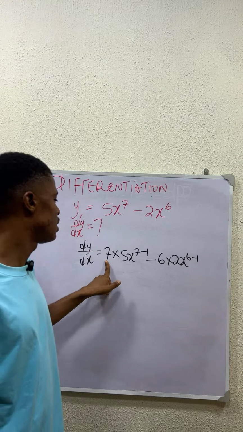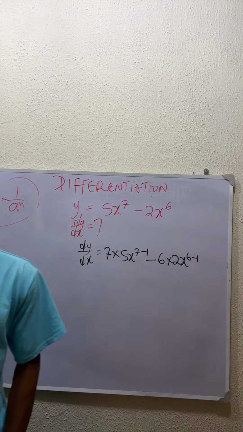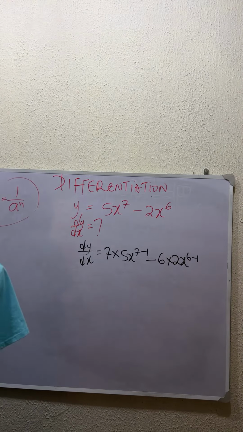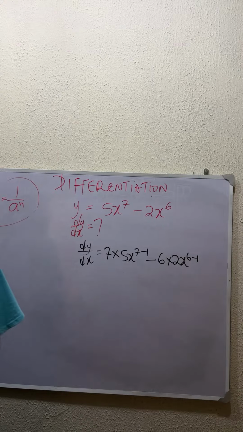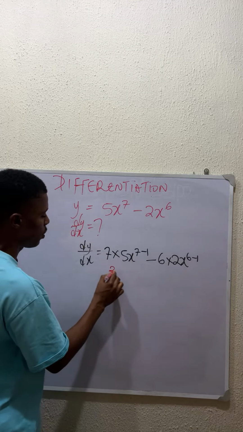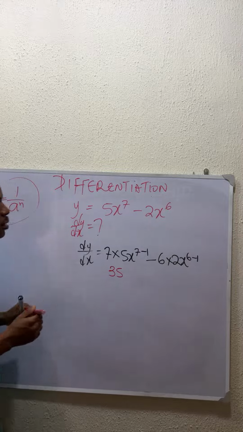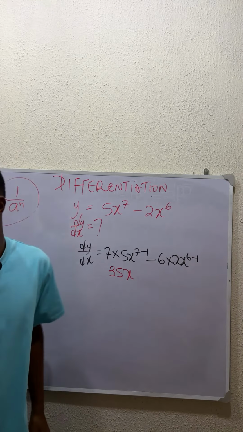So guys, what is 7 times 5? Let's know in the comments, please. Okay, 7 times 5 is 35, correct. So we have it as 35. Then x to the power of 7 minus 1 is what?